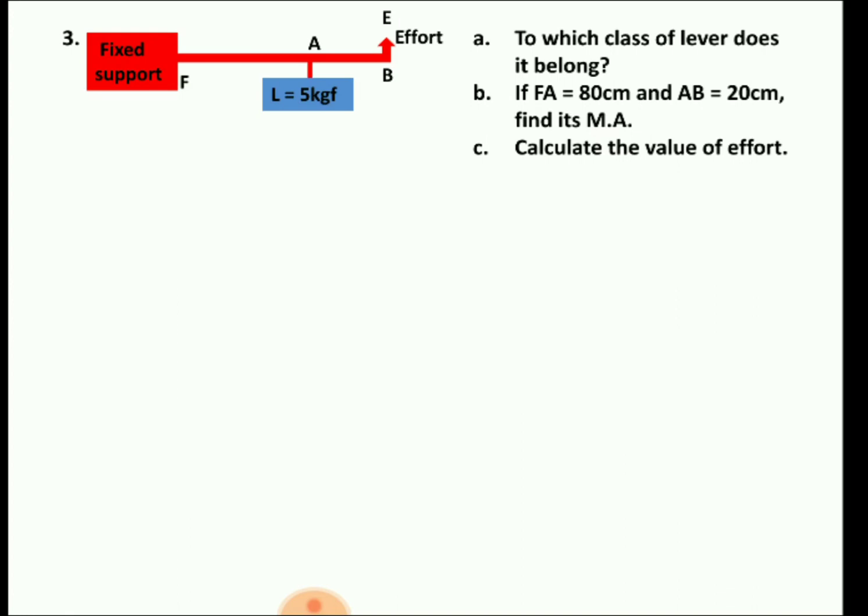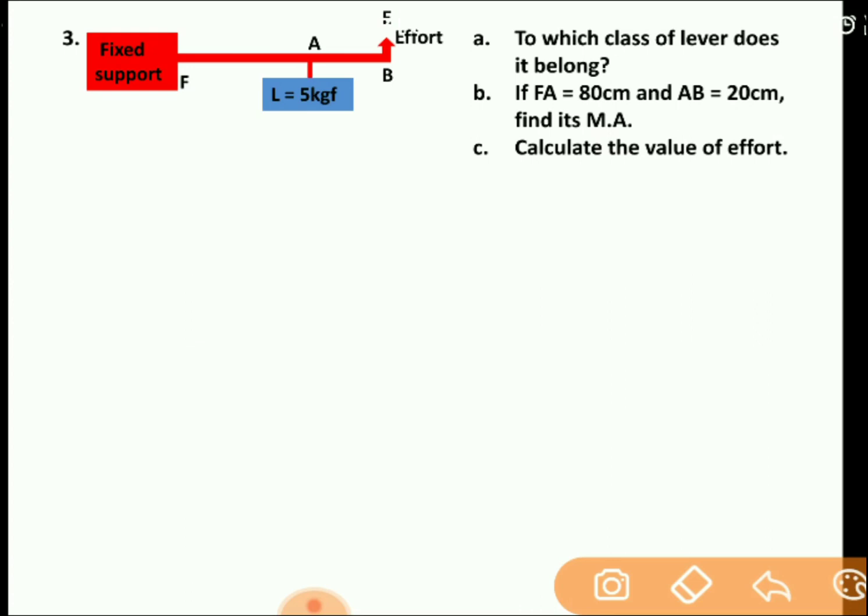I have already told you how to remember. There are 3 classes: class 1, class 2 and class 3. How to remember them? It's very easy. Fulcrum is in between. If you see the fulcrum in between, it is class 1. But out here the fulcrum is not in between, it is on one side.